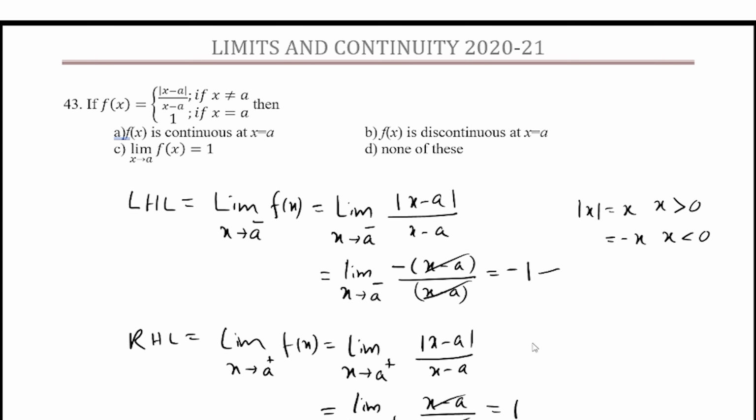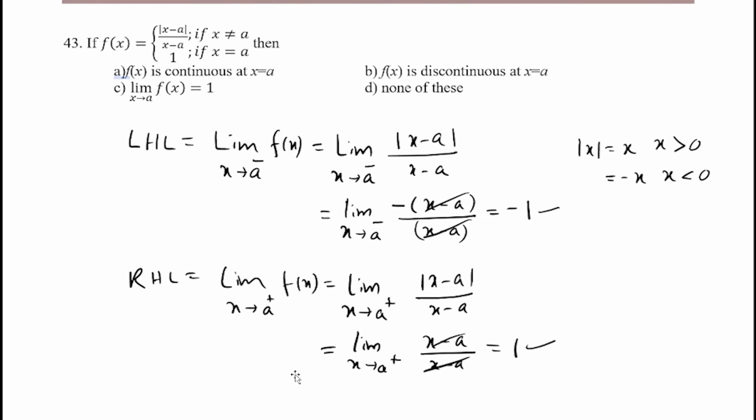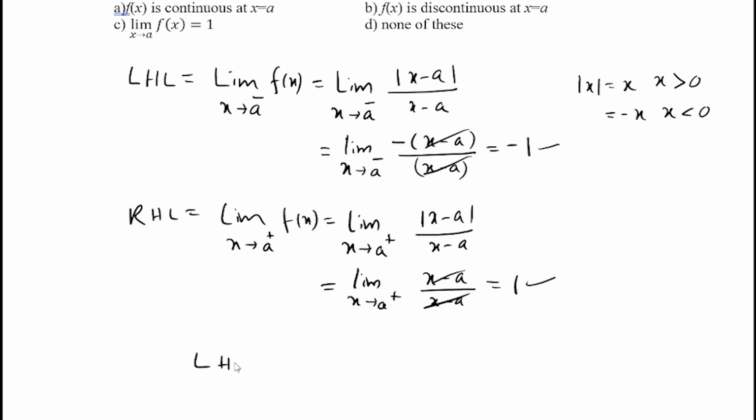LHL is minus 1. RHL is plus 1. Are they equal? Not equal. So LHL is not equal to RHL. Is it continuous function? No, it is discontinuous function at the point x equal to a. So option, which one is right answer? Option B is the right answer.